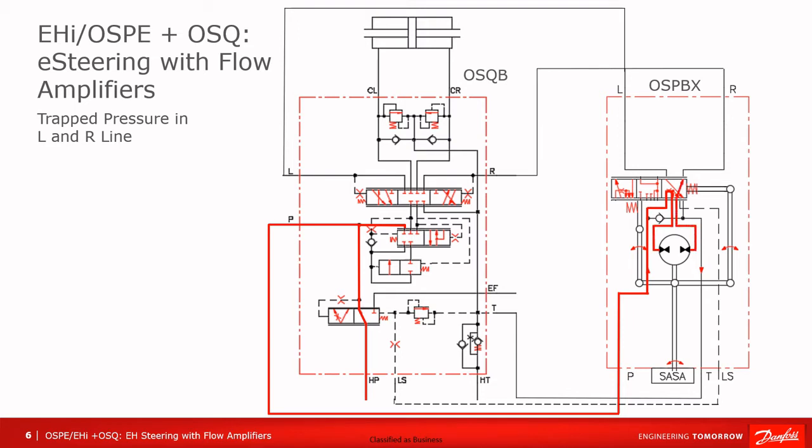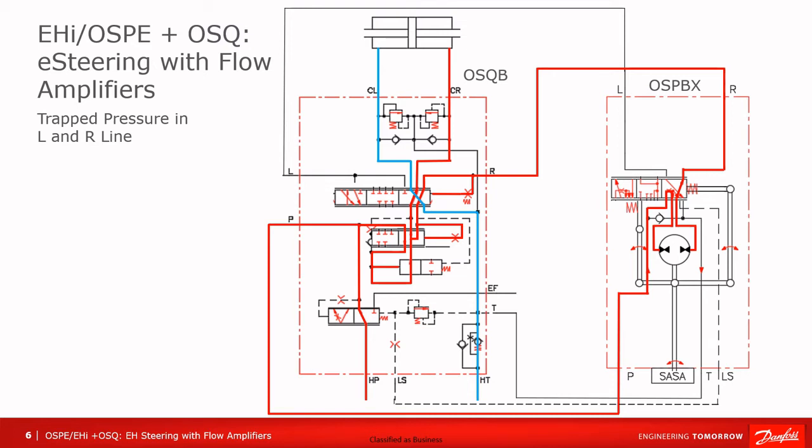When steering, pressure will build in the R line and shift the main spool of the OSQB to the left. This will then allow flow to enter the amplification spool, which will provide an amplified oil flow to the steering cylinder. When the steering unit spool returns to neutral, pressure can get trapped in the R or L line so that the OSQ is still steering. This can cause the steered wheels to drift.